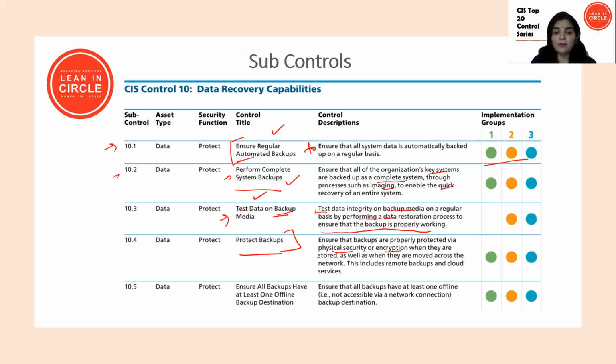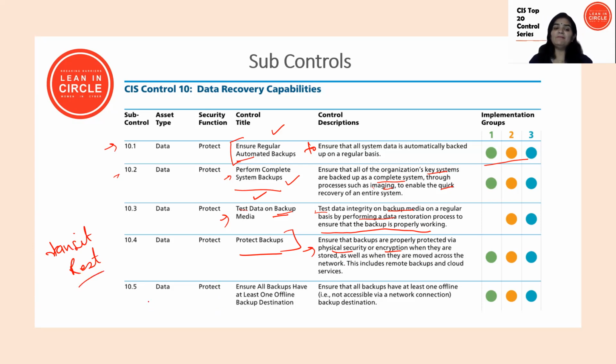So this particular control 4 says to ensure that backups are properly protected by physical security or encryption when they are stored, as well as when they are moved across the network, because we are talking about data in transit and data at rest. In both cases, our backup should be protected.